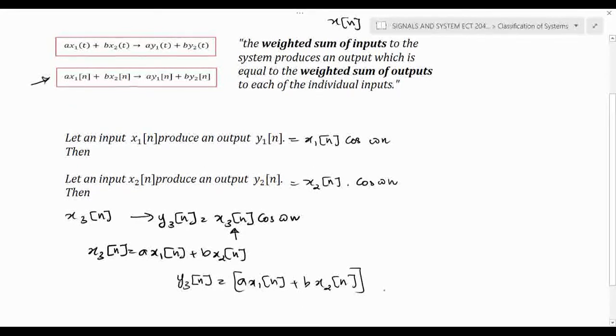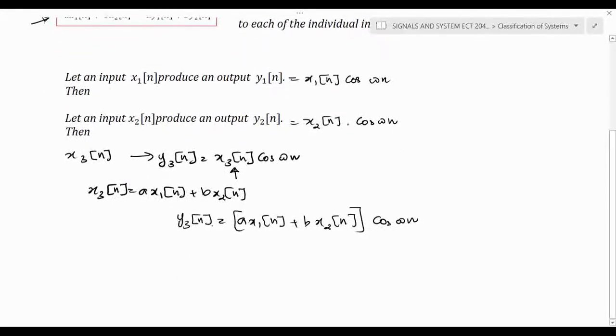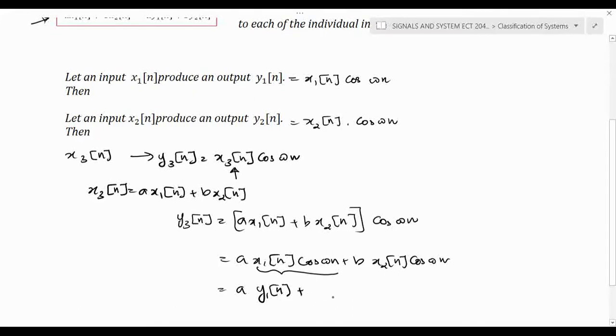If you substitute here into cos omega n. Now we can expand this after multiplication. So a x1 of n into cos omega n plus b into x2 of n into cos omega n. From this particular expression, you can identify that x1 of n into cos omega n, you can write y1 of n. So you get a into y1 of n plus b into y2 of n.